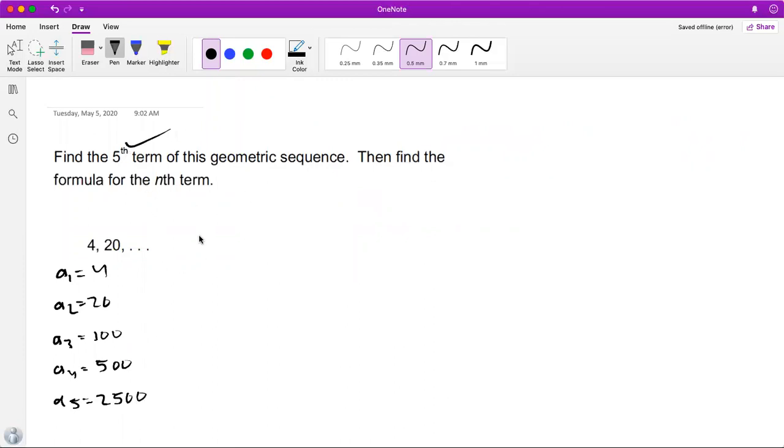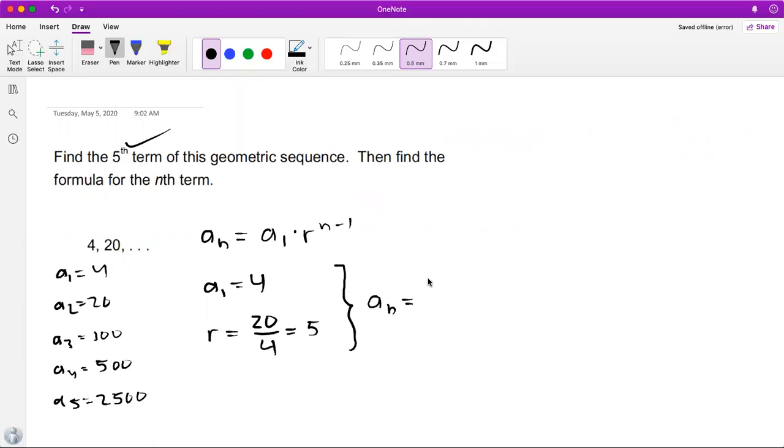Find the formula for the nth term. So the formula for geometric sequences was A1 times R to the n minus 1, where R is the common ratio and A1 is the first term. Here, A1 is 4. The common ratio, I know it's 5, but just in case you aren't sure, you just divide a term by the one before it. I divided A2 by A1, 20 divided by 4, and I got 5.